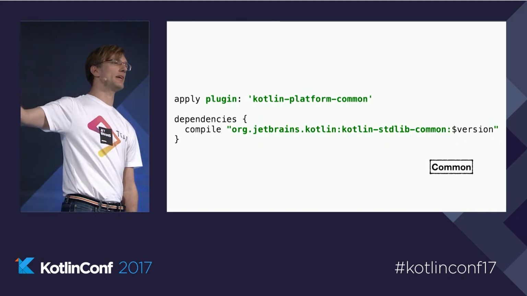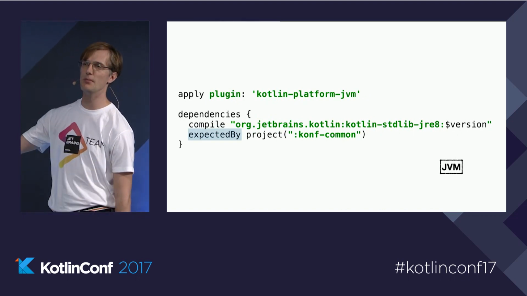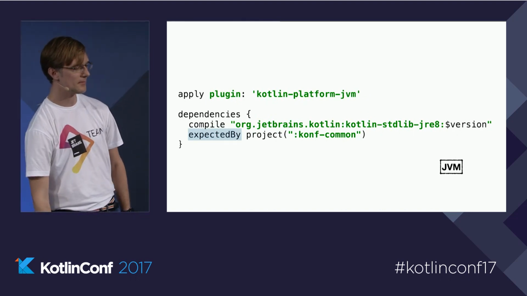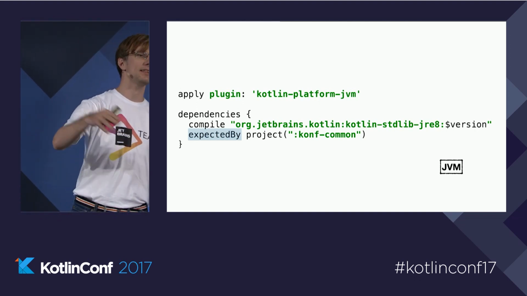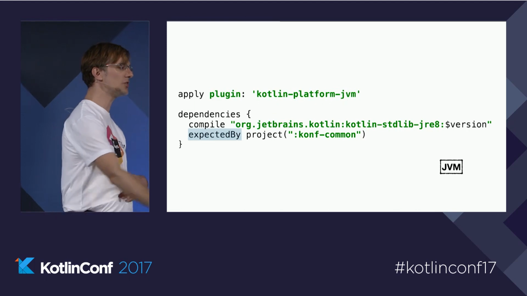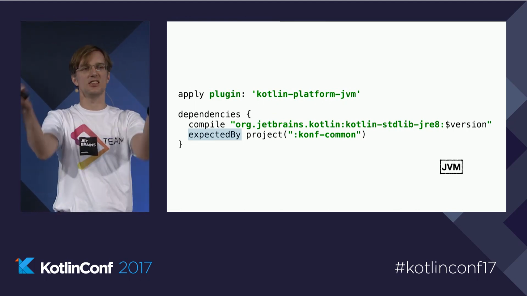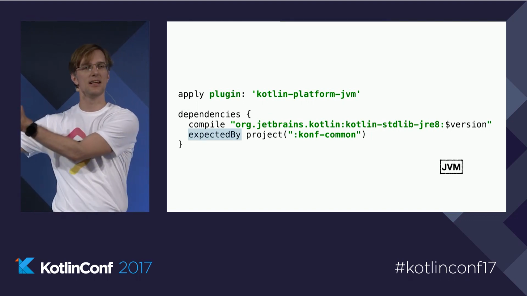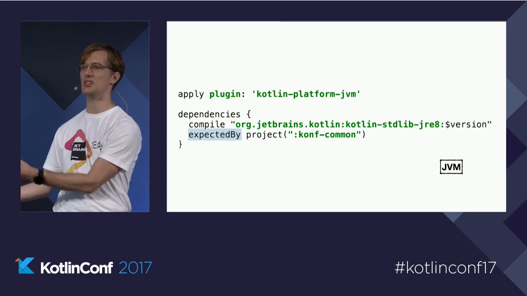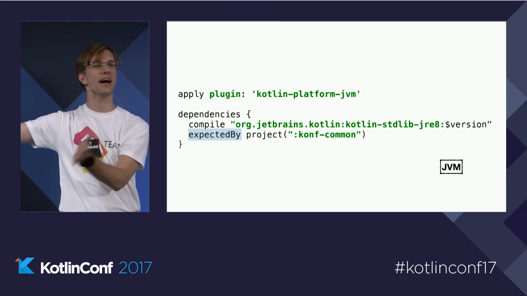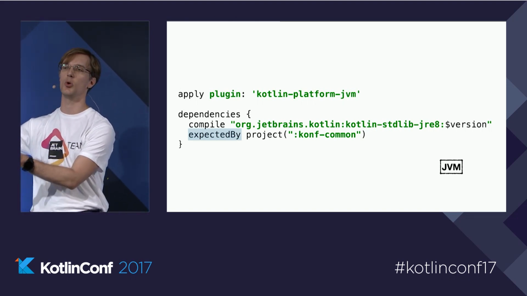There is a separate plugin that lets you build a common module, another type of plugin that lets you build a JVM module, and there's also one for JavaScript. The way you link the modules together, the common one and the platform-specific one, is using this expectedBy dependency scope. The common module defines the declarations, and the platform-specific modules are attached to it using this mechanism. They specify that this module expects some declarations, and I have those declarations. This is represented as a special dependency scope in Gradle.